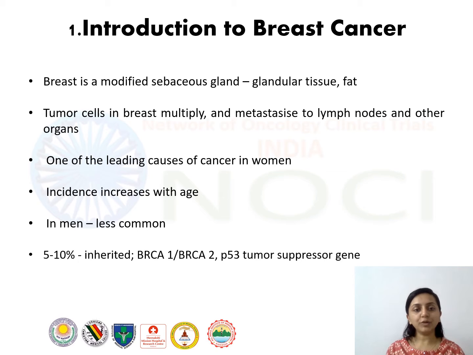The breast is a modified sebaceous gland which is designed to produce milk, and it is made up of glandular tissue and mammary fat. It also has parts like lobules and lactiferous ducts. So we call it breast cancer when there is an abnormal growth of cells within the breast, and these tumor cells multiply quickly, and they also have a tendency to spread to regional areas or different areas like the lymph nodes or other normal organs of the body.